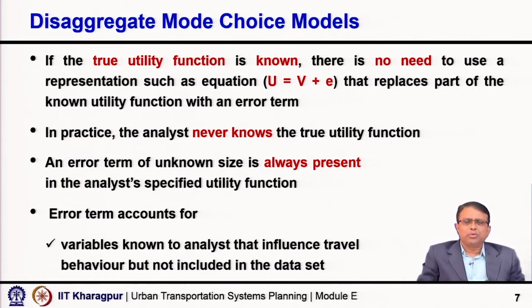That kind of problem may be there, because it is not only model development, you want to calibrate the model. So, you want to know what relevant data should be available. So, one part is variables known to analysts that influence travel behavior, very well known, but are not included in the data set and in the model. That kind of problem, whatever error there will be, this error term accounts for such things.